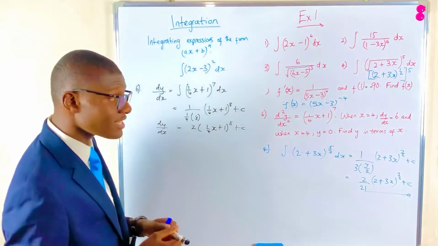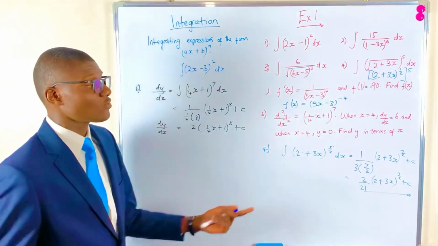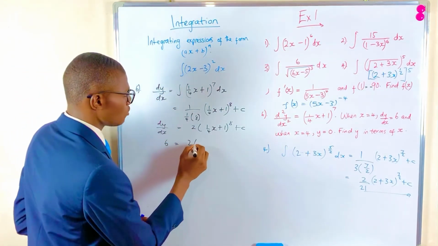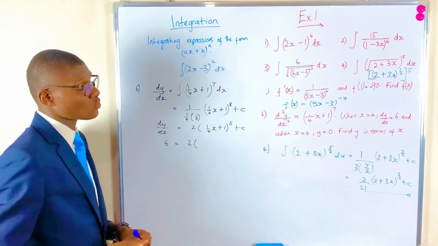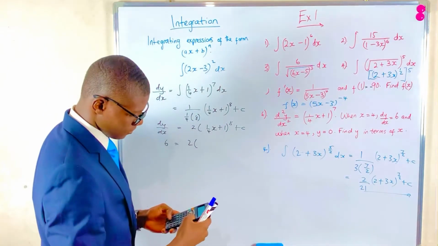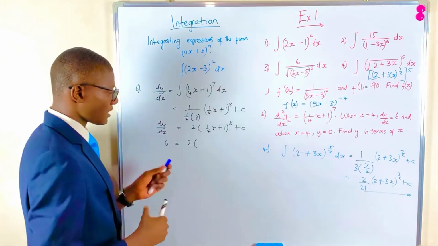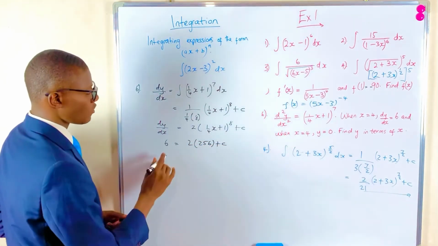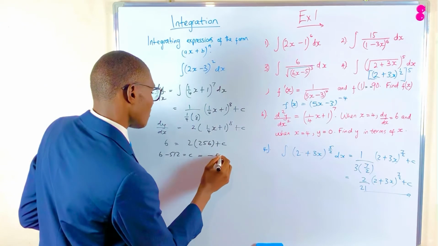But we've got a condition that when x is equal to 4, dy by dx is equal to 6. So that is going to help us find this constant of integration. So we're saying that 6 is equal to 2 times 1 over (4 times 4, we get a 1, then 1 plus 1, we get a 2) 2 to the power of 8, so 256, I think, yes, 256 plus c. So 2 times 256 then plus c. This will give us 512. So 6 minus 512 should give us c, which will be minus 506.